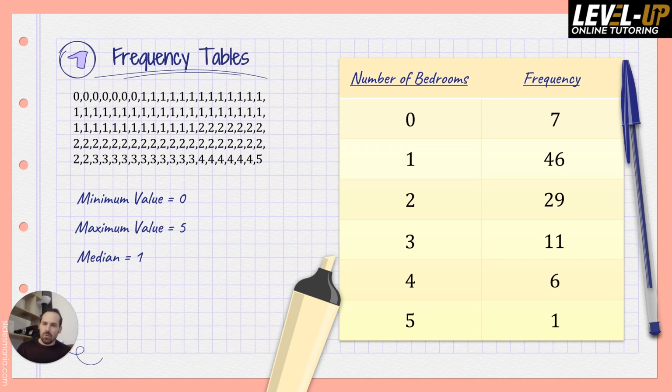This is a common mistake I see people make: maybe they'll take the median of those frequency numbers, or maybe they'll start averaging those frequency numbers.